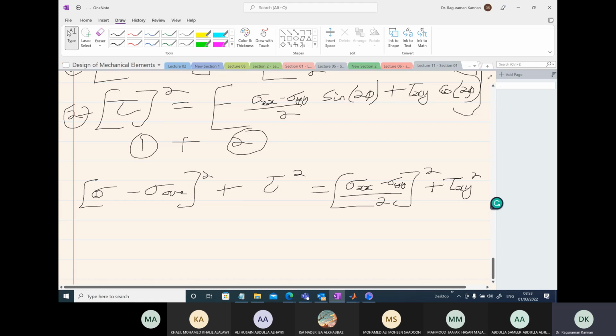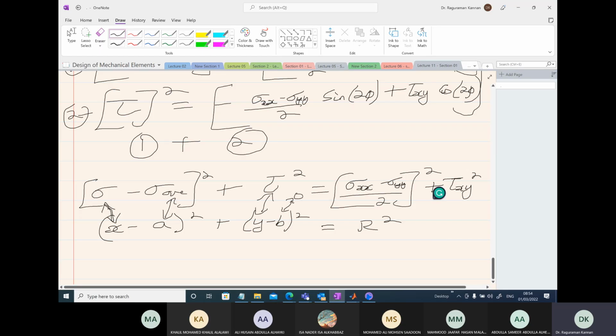We can consider sigma as x. So let me write the equation here. Sigma is equal to x, and your a is nothing but sigma average here. Your tau is nothing but your y, and b is nothing but 0 in this case. And the r square term is nothing but the term on the right hand side. So we can regard the entire equation as an equation of a circle.